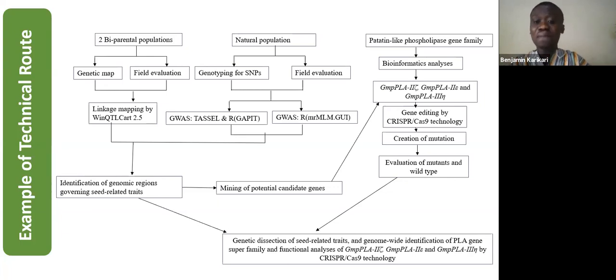Anyone with a technical background in my field, if you pick this up, you can understand what the thesis is all about. And out of this flow chart, I published 4 papers. 1 paper is almost ready for submission, and several others are also in the pipeline. So such things are going to guide you to do whatever you want to do. So the left-hand side, the 2 biparental populations, that one basically is for the linkage mapping, and the natural population is for the association mapping.